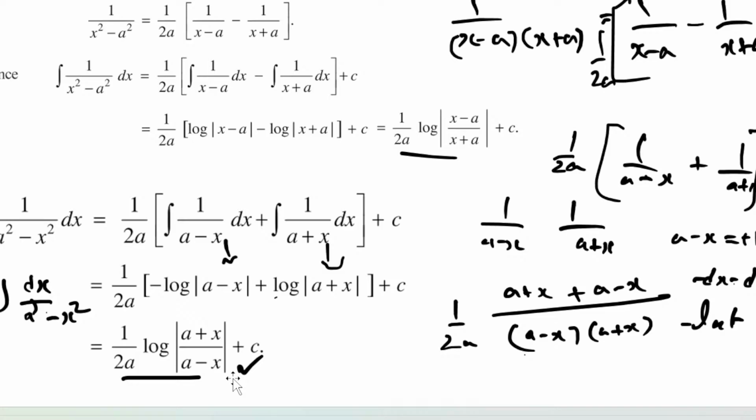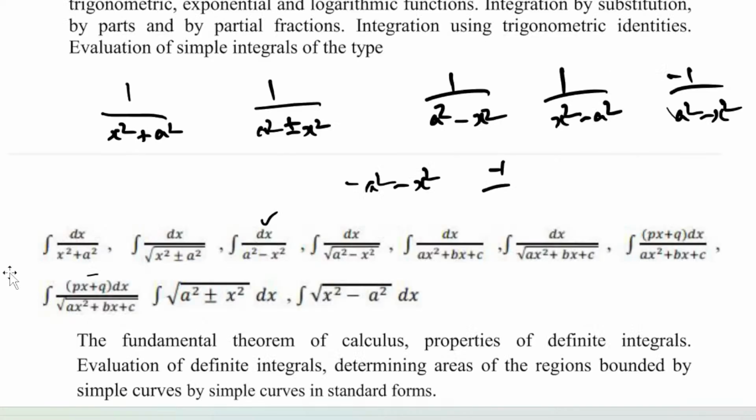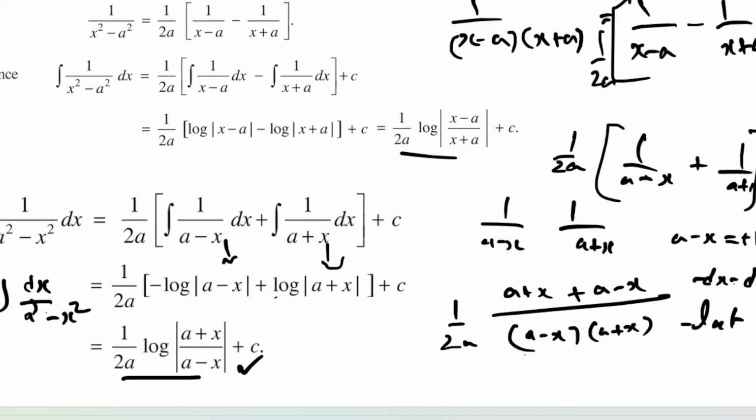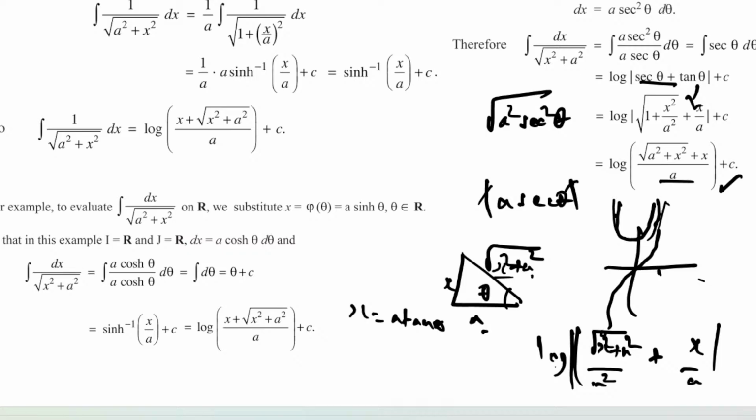Understood now? So this one we are able to do, this one we are able to do, this one we are able to do. Agreed? So these parts are clear. Now let's go to the next one.